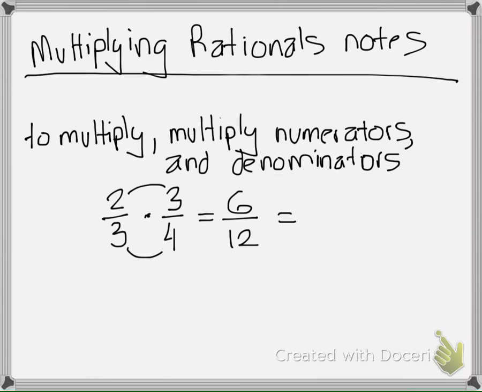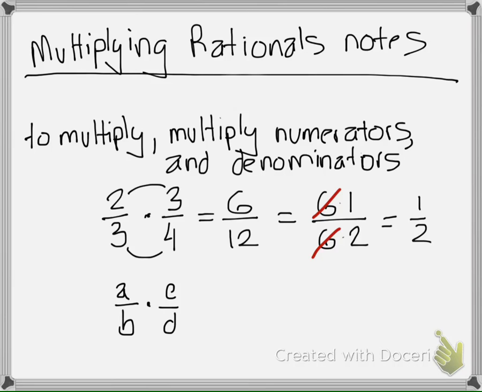Now, once we get to that point, we know that that's the same thing as 6 times 1 over 6 times 2. The 6's can cancel out, and that reduces to 1/2. Mathematically and algebraically speaking, we say that's the same thing as taking a over b and multiplying it by c over d. You essentially multiply a and c and b and d and then simplify as necessary. Go ahead and copy that down, please, and then I have some problems for us to work on.